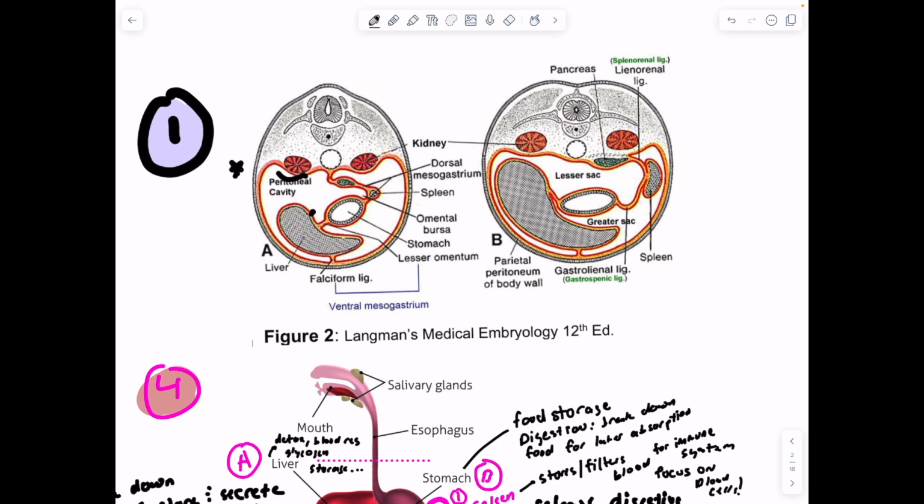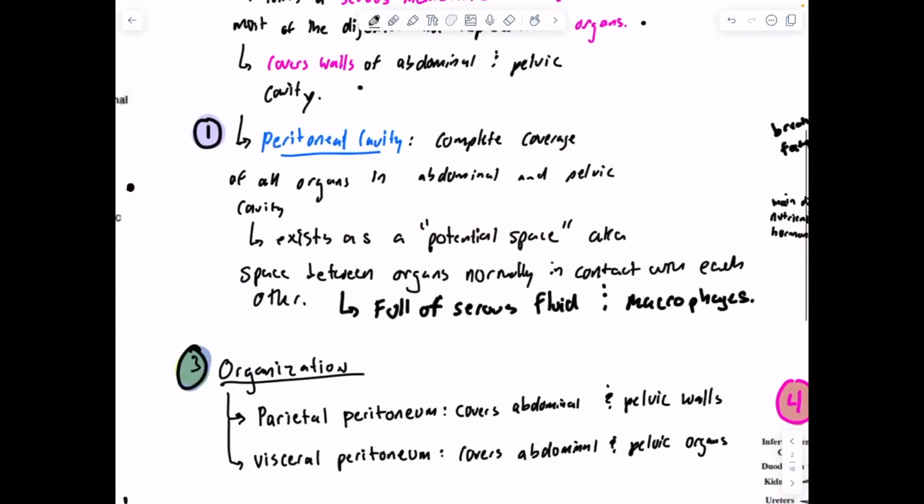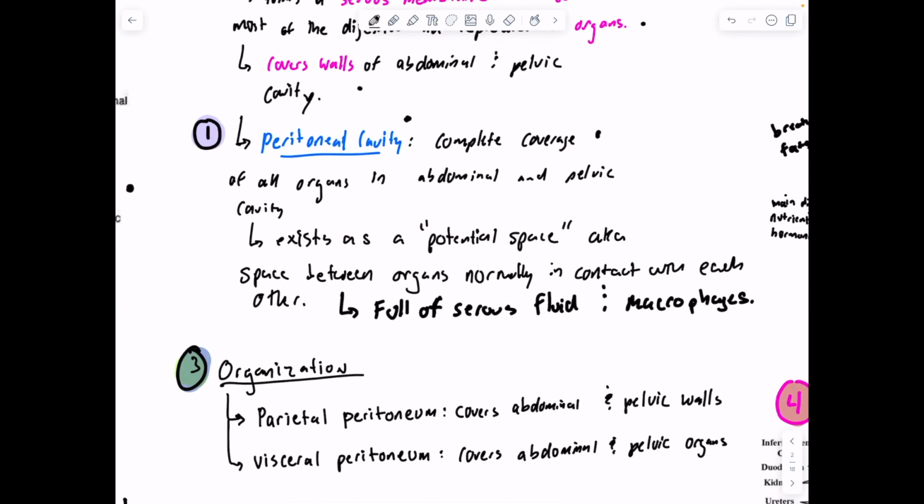You can see that the peritoneum is both parietal, lining the walls, and visceral, lining the organs overall. All right, so pretty straightforward, but the peritoneum does essentially complete coverage of all the organs in the abdominal and pelvic cavity, so it's covering them. And it's important to note it exists as a potential space, aka peritoneal cavity, formed by the lining of the peritoneum over the organs in the abdominal wall.